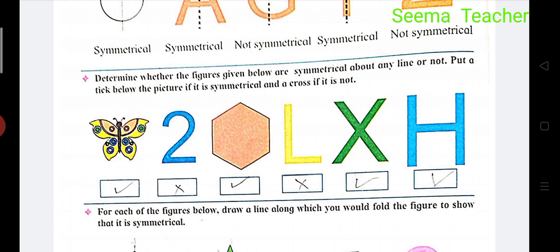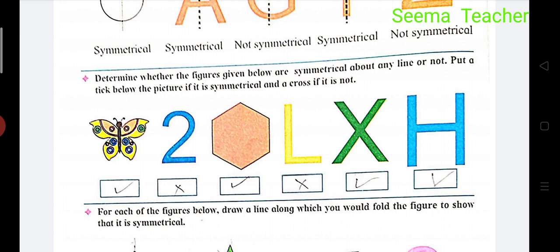So put the tick before the picture if it is symmetrical. So it is symmetrical because if it is folded one onto another, there is a symmetrical line in the middle. So it is symmetrical. So number 2 is not symmetrical.